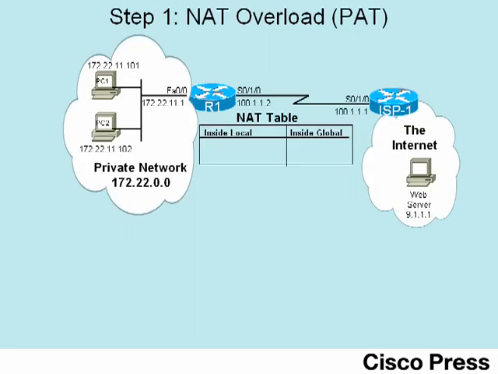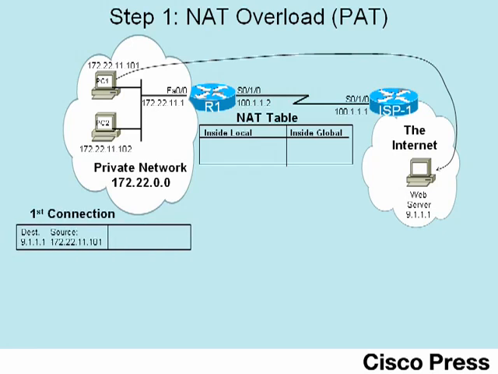Next, in order to get a much better understanding of how NAT overload works, we'll take a look at two different TCP connections. The first connection goes from PC1 on the left to the web server on the right. The lower left-hand side of your screen shows the packet that's sent from PC1 to the web server. Notice the destination IP address is the server's IP address, and the source address is the inside local address of 172.22.11.101, or in other words, PC1's IP address.